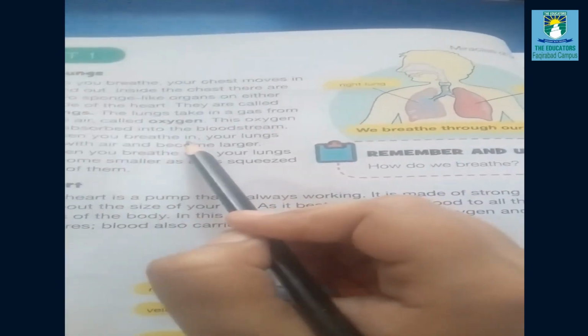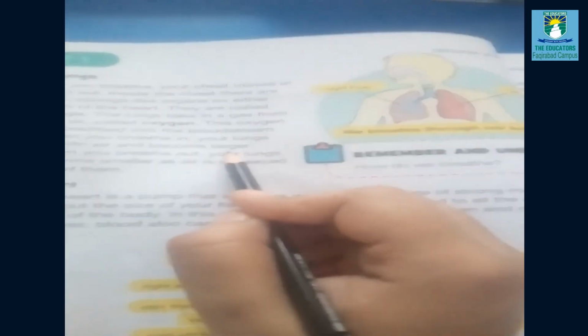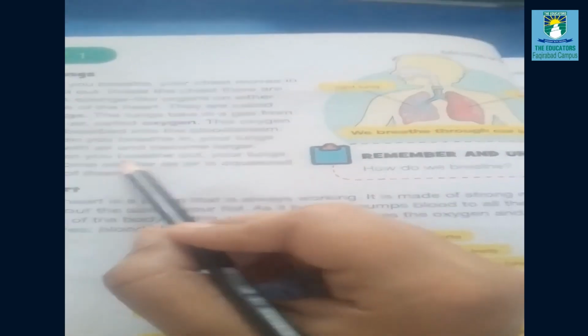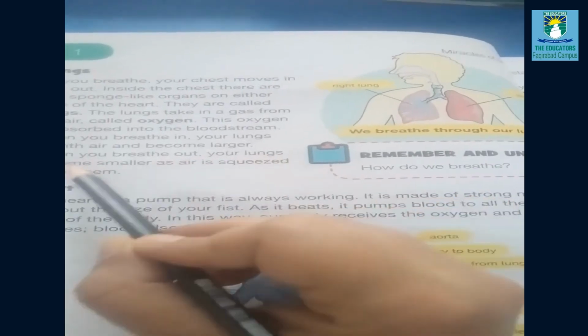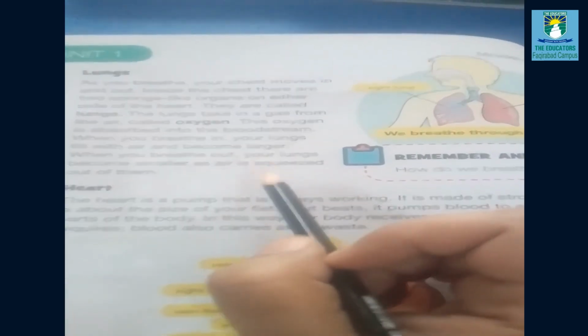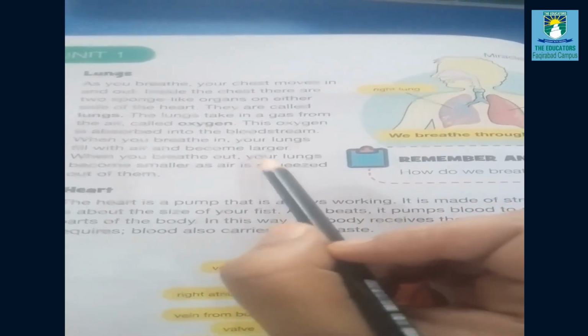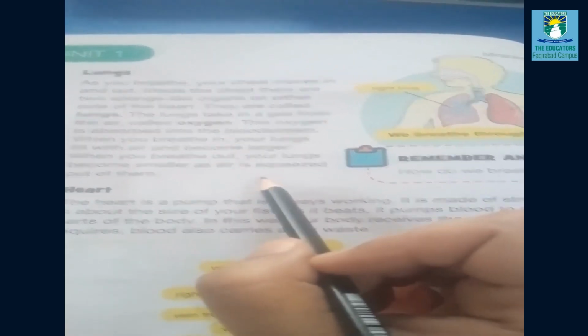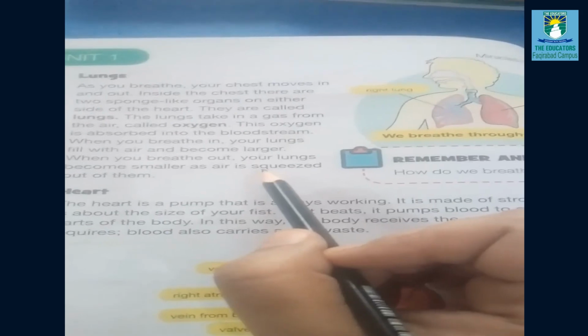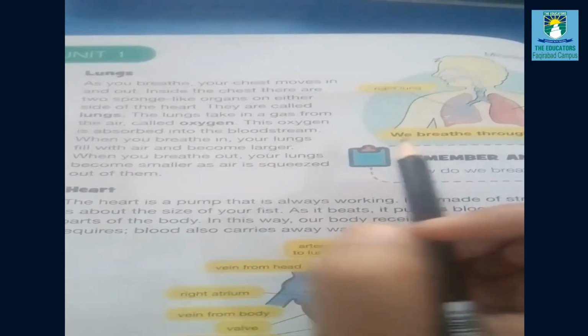When you breathe in, your lungs fill with air and become larger. When you breathe out, your lungs become smaller as air is squeezed out of them. Why do they become larger when you breathe in? Because they are filled with air.